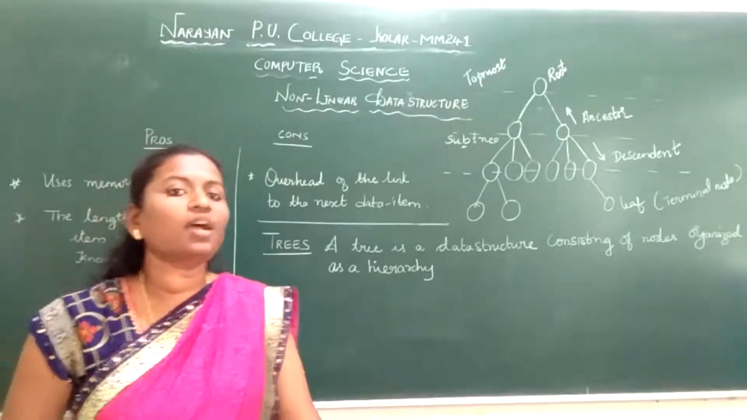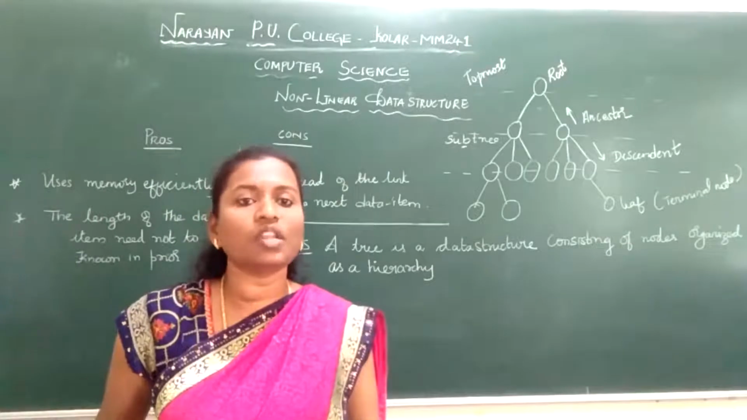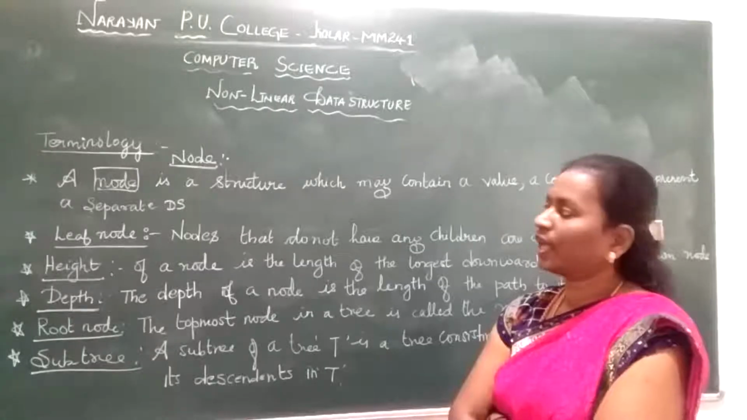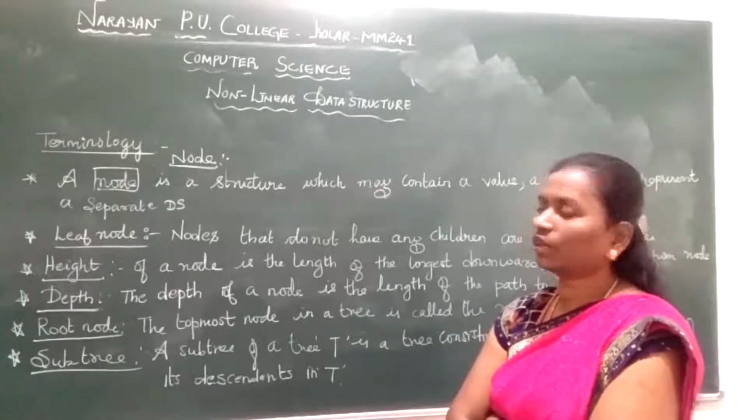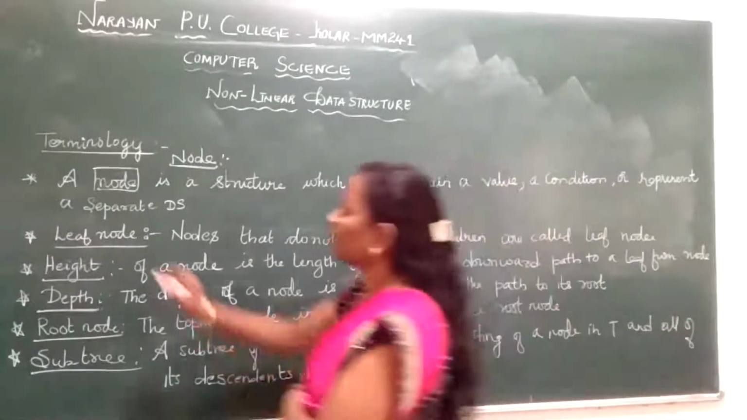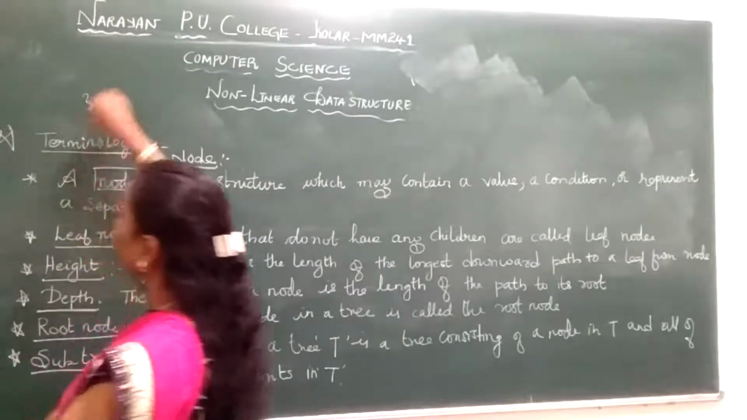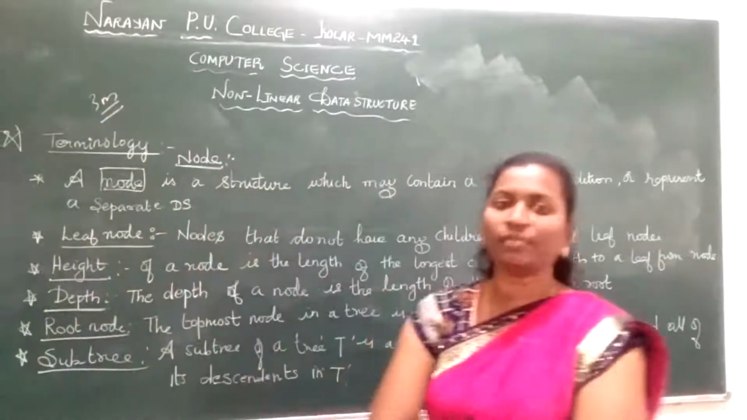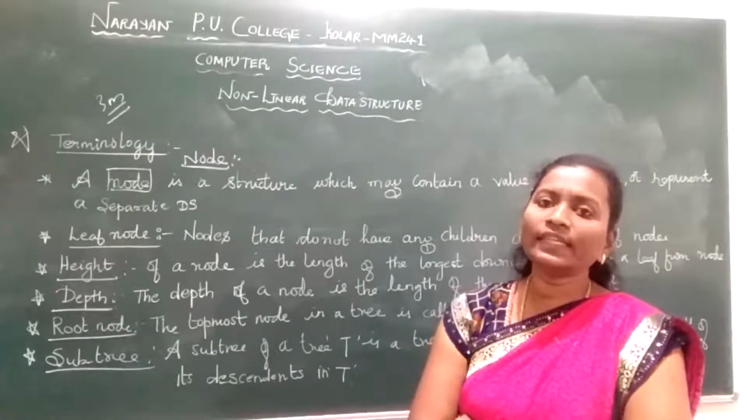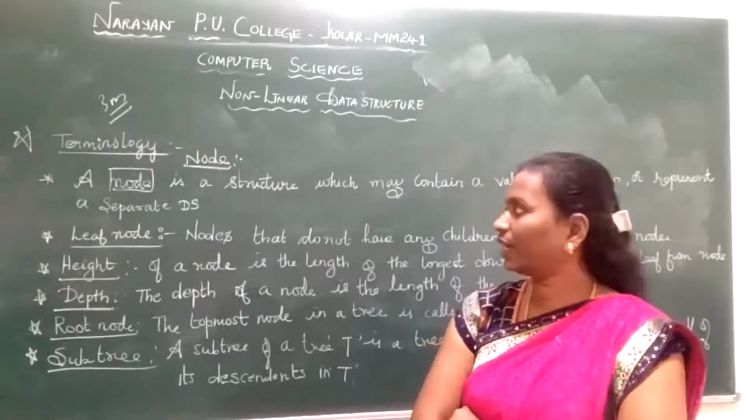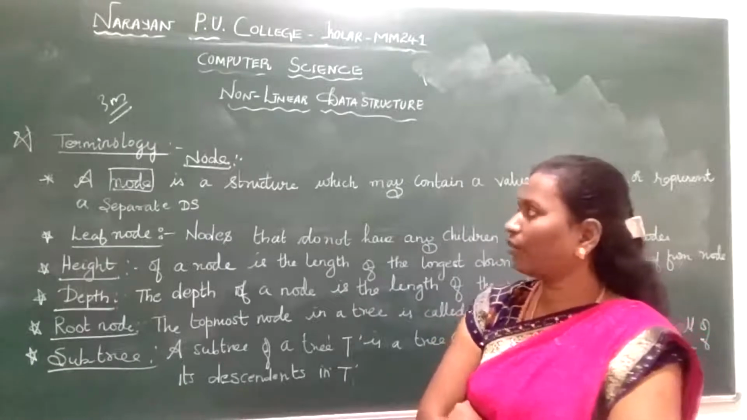For 5 marks or 3 marks they will ask you the terminologies in non-linear data structures. Next we will see the terminology. I have written the terminologies because this is important for 3 marks, or sometimes they may ask you for 5 marks too. In non-linear data structures, the definitions and terminologies are very important, so I have written them on the board. Just have a look at it.